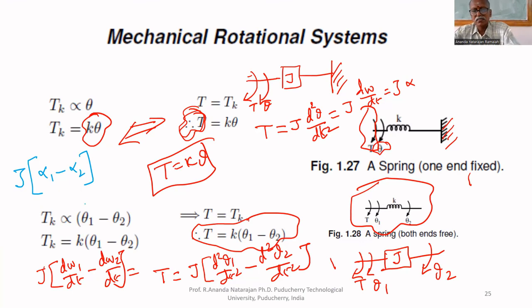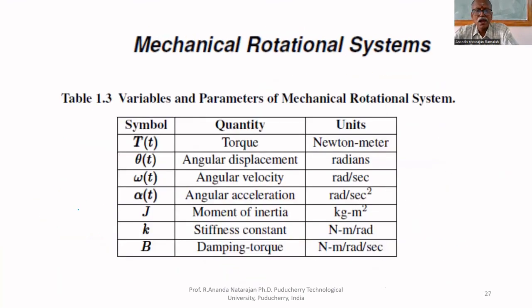This is for the rotational system. What are the constants and variables in that rotational system? Torque, the applied energy, is in the form of torque. Its unit is Newton meter. Torque is what?